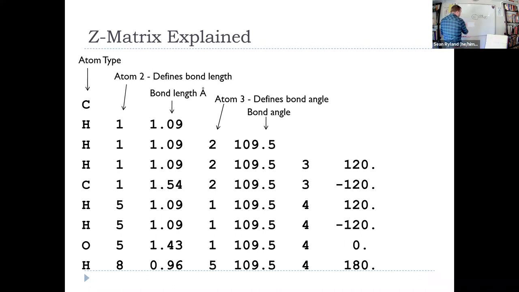So that says, okay, our next hydrogen that we add on here, it's still going to be 1.09 angstroms away from the carbon, but it's also going to be 109.5 degrees from the other hydrogen. All right, so these first ones are a little difficult to visualize, but doable, right?